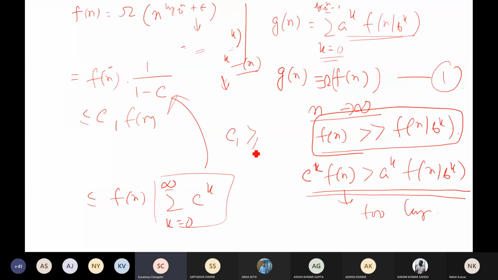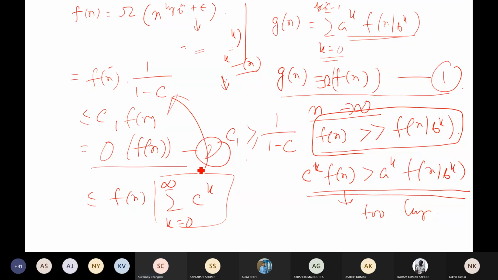Now from equation number 1 and equation number 2, what can we conclude? You see, g of n equals omega of f of n, and g of n equals big O of f of n. So can we write that g of n equals theta of f of n from equation 1 and equation 2? So therefore this is case 3. This is also proved. So we have proved all the 3 cases of lemma 2.